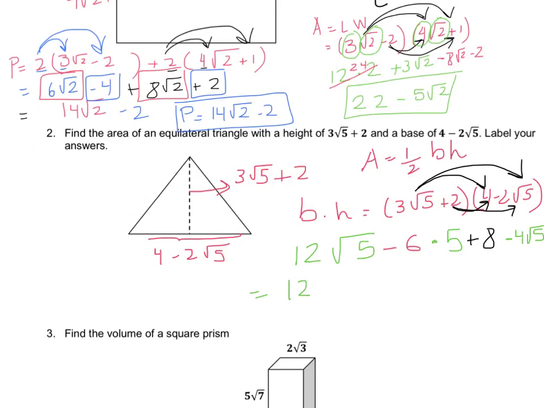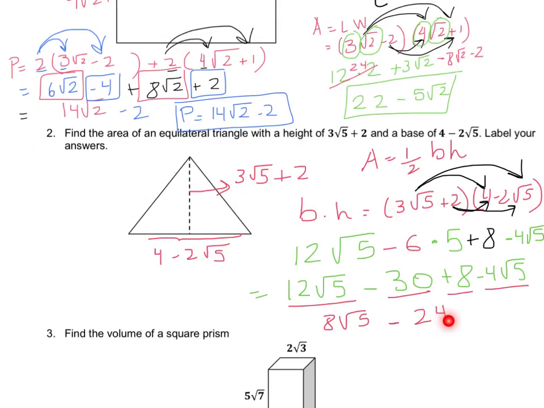Now 12 radical 5 minus 6 times 5 is a 30. Plus 8 minus 4 radical 5. Then, after you FOIL, you go ahead and combine like terms. So 12 radical 5 and minus 4 radical 5 would be 8 radical 5. Negative 30 plus 8 would be negative 24. Or basically negative 22.